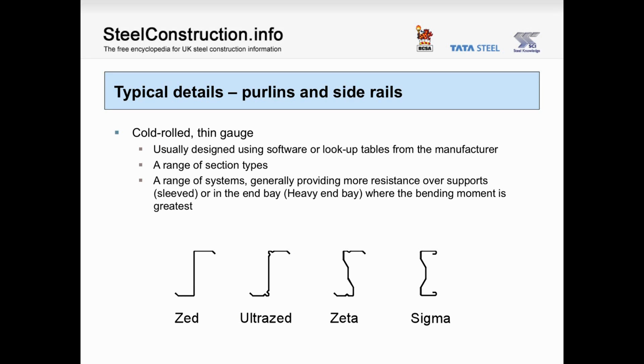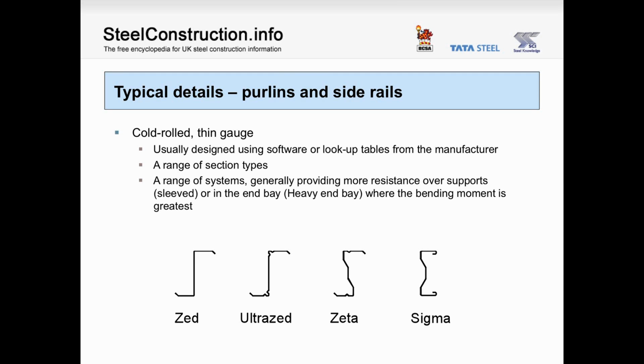Moving on out to the secondary steelwork, the purlins and the rails are generally cold rolled. They are thin gauge material. There are a variety of profiles and there are a variety of systems. It may be that the purlins and side rails are designed as simply supported and they span frame to frame. Or it may be that the system utilises the benefit of continuity, so, use of a double span purlin, for example.